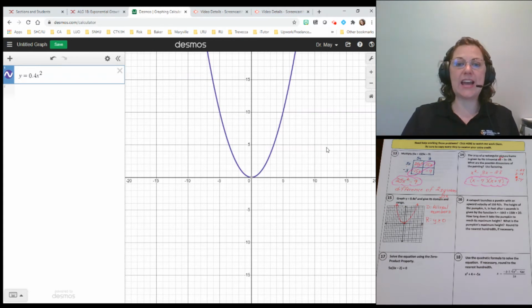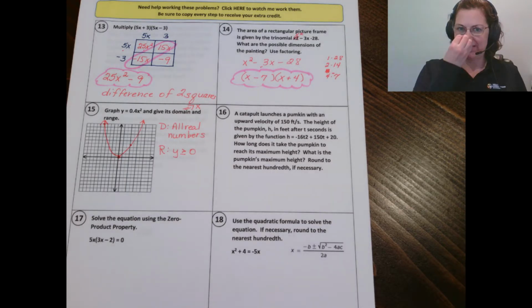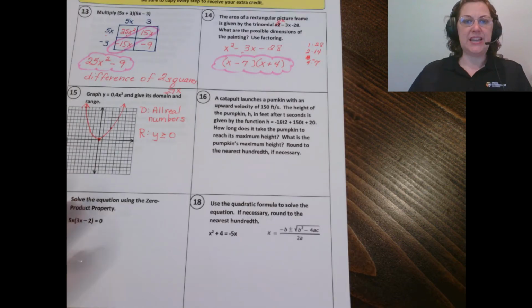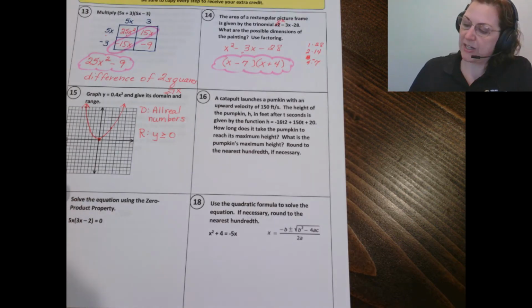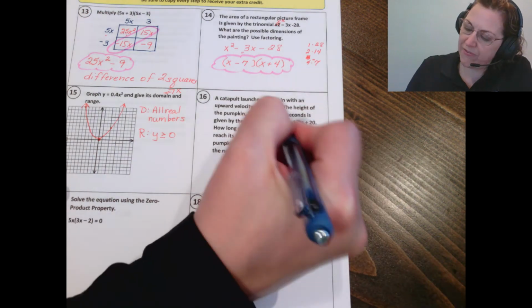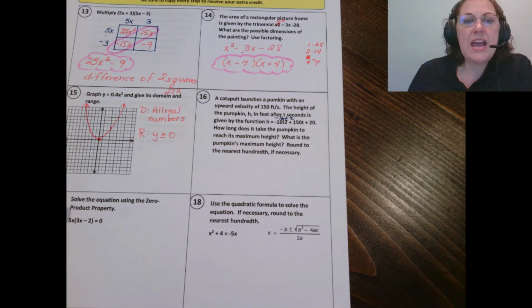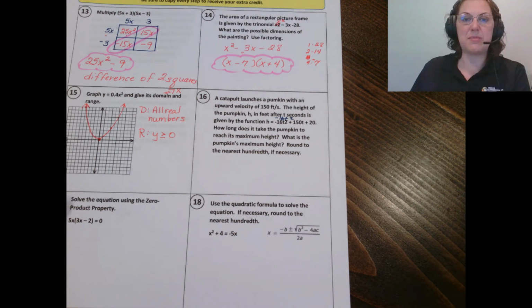Okay, let's look at question number 16. I'm going to flip our view back. We're given a nice equation there in number 16. It always makes me think I should be using Desmos. And like I said, I'll fix this when it comes out to you, but that should be t squared. And we want to answer some questions like how long does it take the pumpkin to reach its maximum height? What is the maximum height?